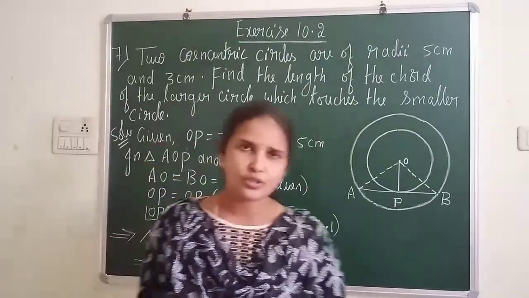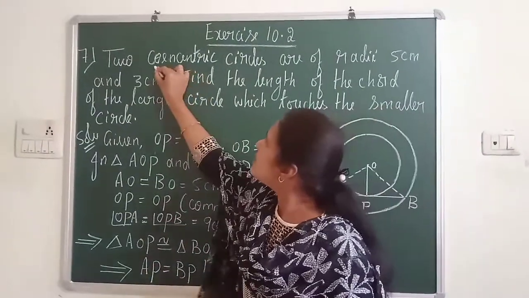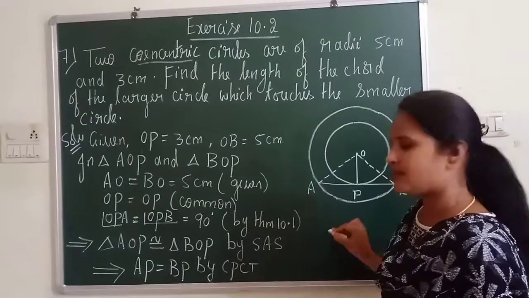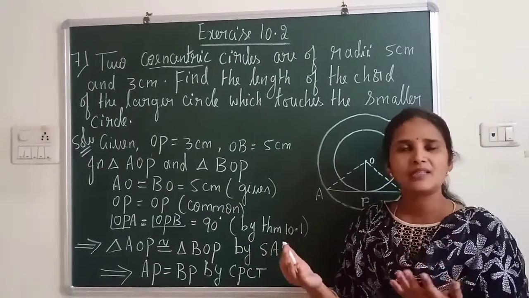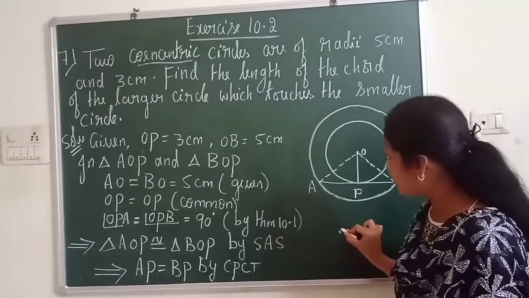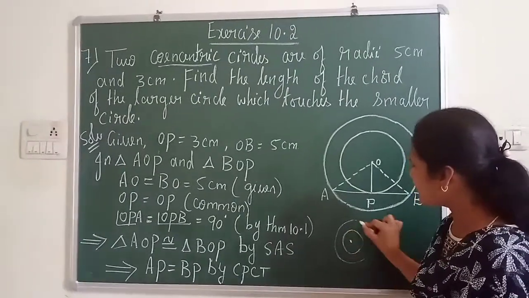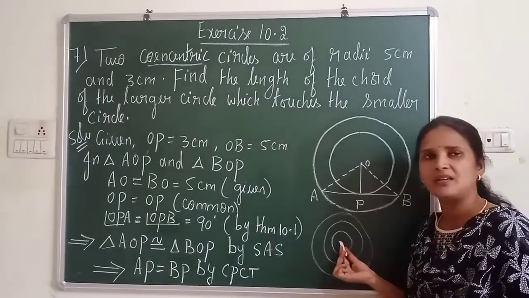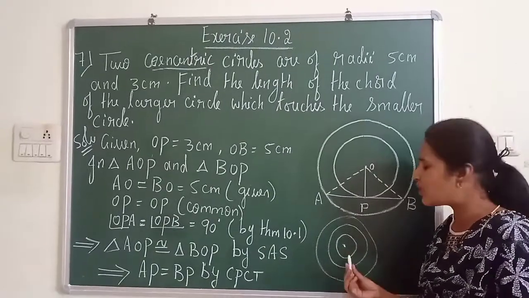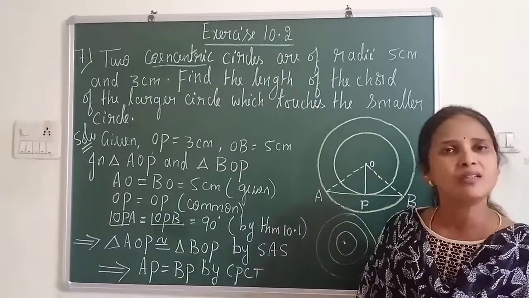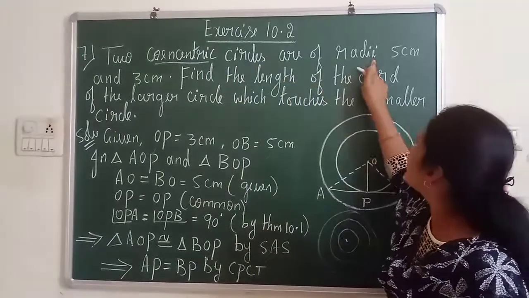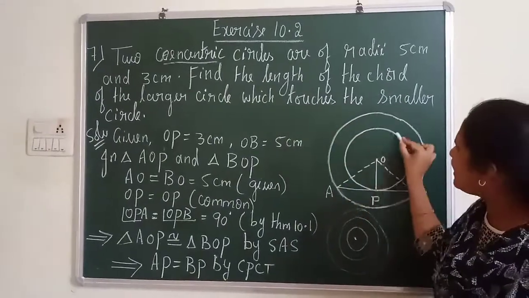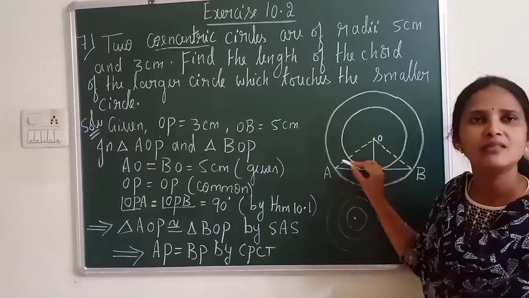Before I start the solution of this question, let me explain the meaning of concentric. Concentric means two or more circles having the same center. If the center of the circles is the same, however many circles you draw, these circles have the same center. Because these circles have the same center, we call them concentric circles. The bigger circle is of radius 5 cm and the smaller circle is of radius 3 cm.